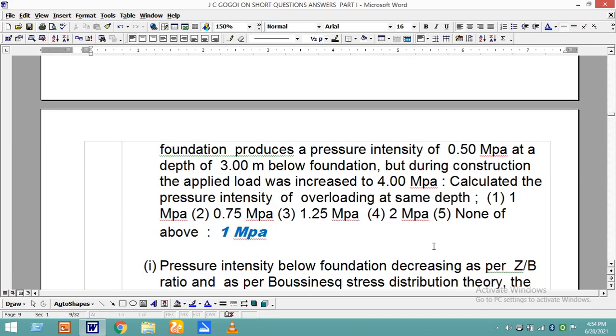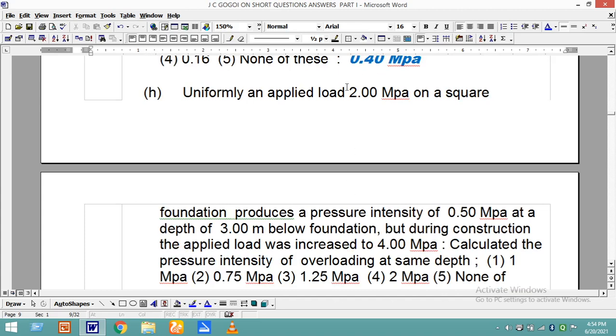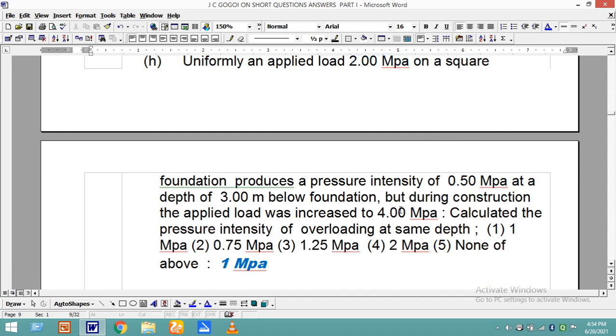This shall be, here it is, you see, 2 MPa for the square foundation, and it is 4 MPa. So the pressure intensity was 0.5. So here it will be 1 MPa, it will be double. Pressure is increased, instead of 2 it is increasing to 4. So when it is double, it will be automatically increased to 1 MPa.